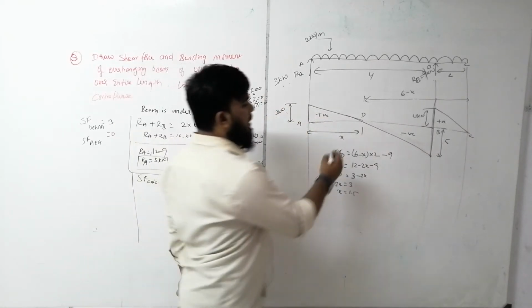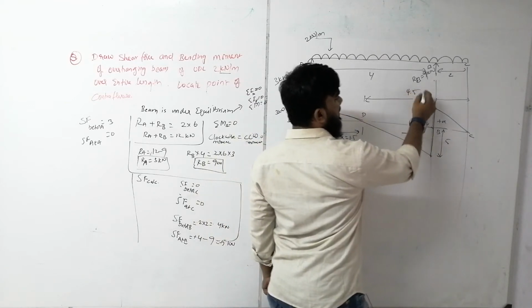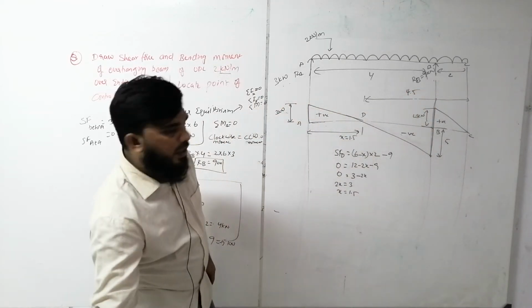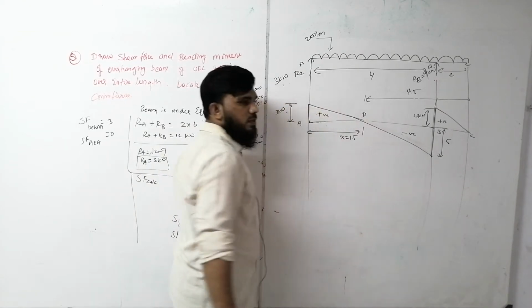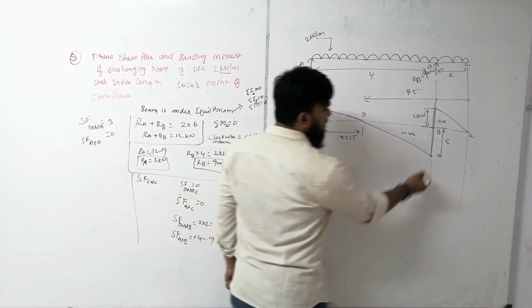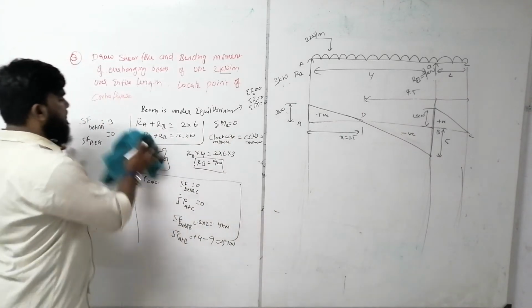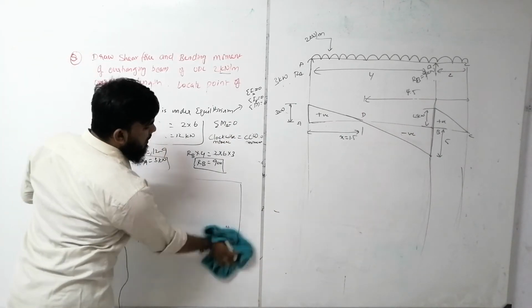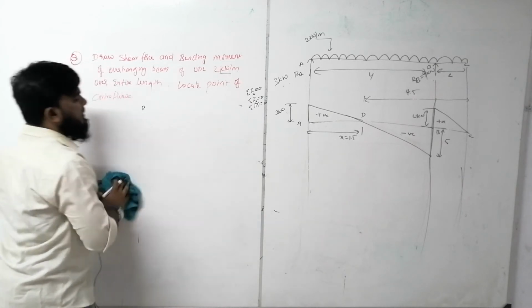Once you get this value, substitute it here. So 6 minus 1.5, this is nothing but 4.5. You got this value, you have to calculate the bending moment at this point, because at this point the bending moment will be maximum. Let us calculate the bending moment here. What is the calculation we have to do? Right side to left side.